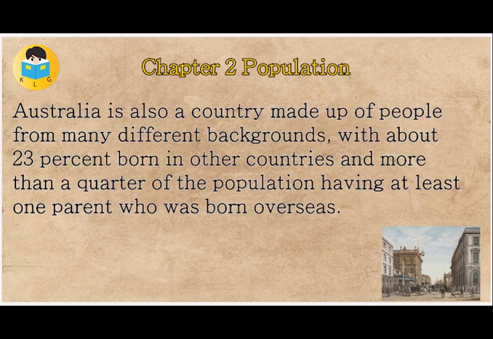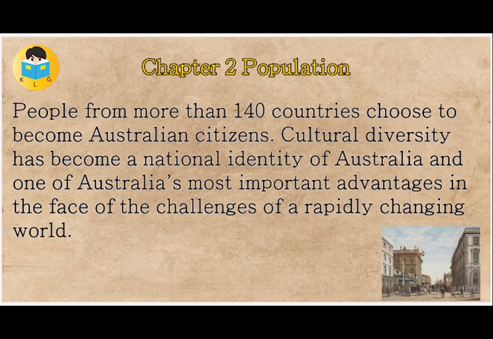Australia is also a country made up of people from many different backgrounds, with about 23% born in other countries and more than a quarter of the population having at least one parent who was born overseas. People from more than 140 countries choose to become Australian citizens. Cultural diversity has become a national identity of Australia and one of Australia's most important advantages in the face of the challenges of a rapidly changing world.